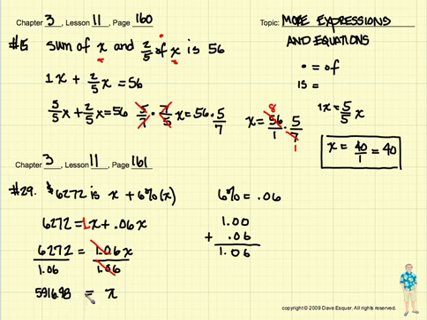5,916.98. There are some numbers after that, but that's what our example turns out to be, down to 2 decimal places. So 6,272 divided by 1.06, x turns out to be $5,916.98. Not so bad. We'll see you guys all tomorrow. End of chapter 3.